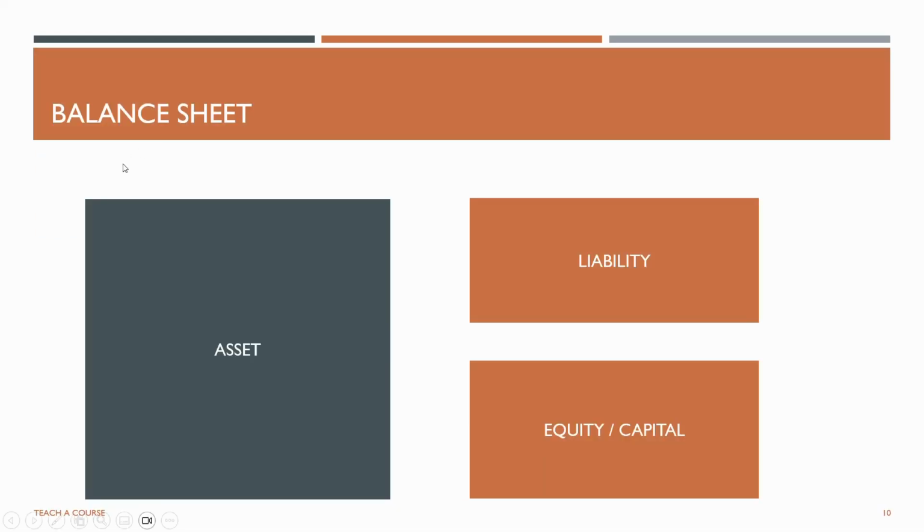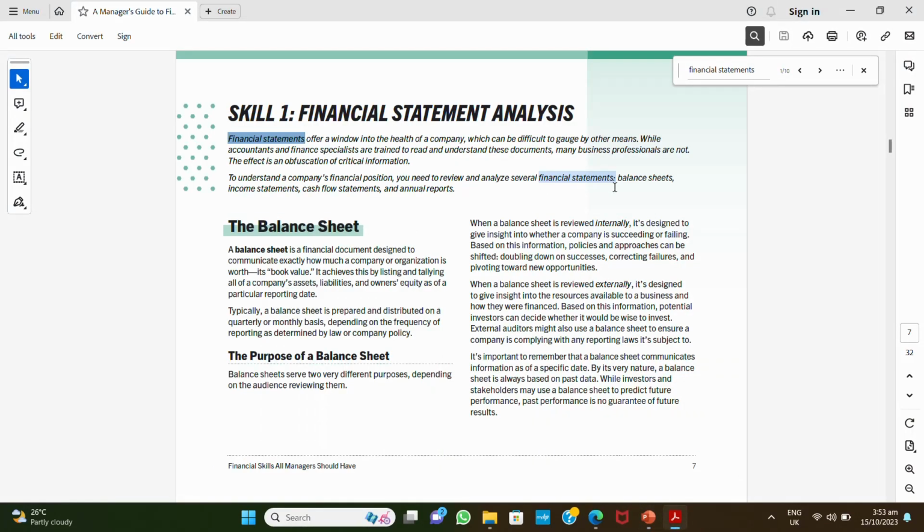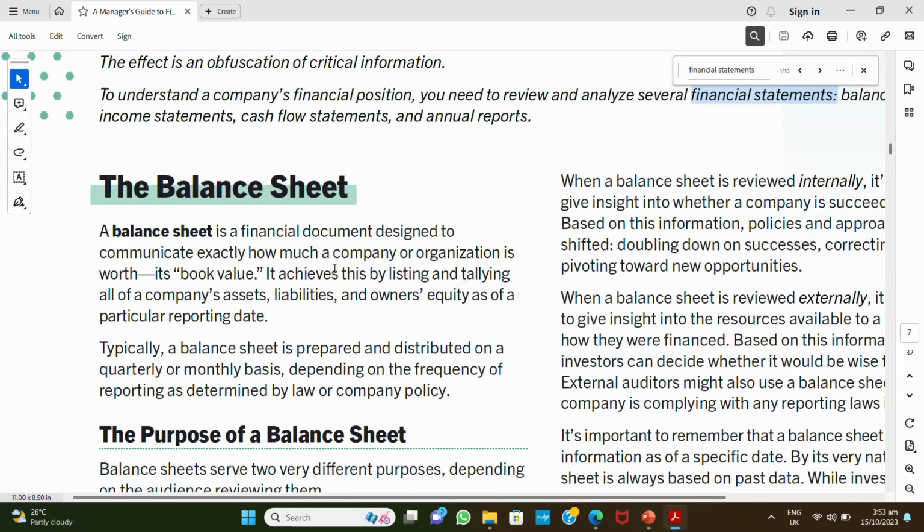The balance sheet actually has three parts. We have the assets, the one that is in dark gray. We have the liability part, and we also have the equity, which is sometimes called the capital or the shareholders' equity. Let's get back to our reference document and see what it is telling us about the balance sheet.